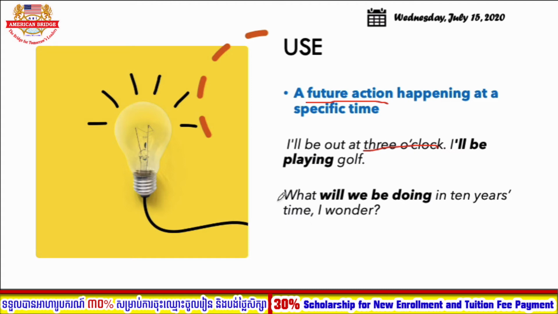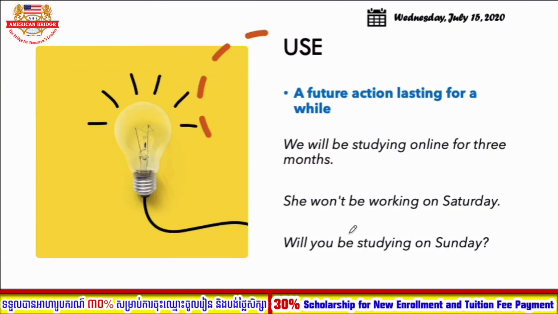And look at the other example. What will we be doing in 10 years' time? I wonder. So in the next 10 years, what will we be doing? Which means at that future time, in the next 10 years, you are doing something. So this is the first usage. Let's move on to the second one.